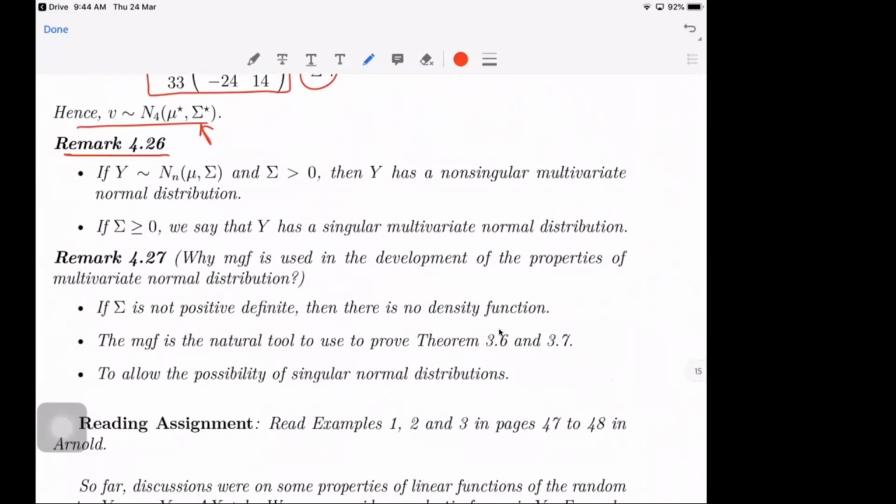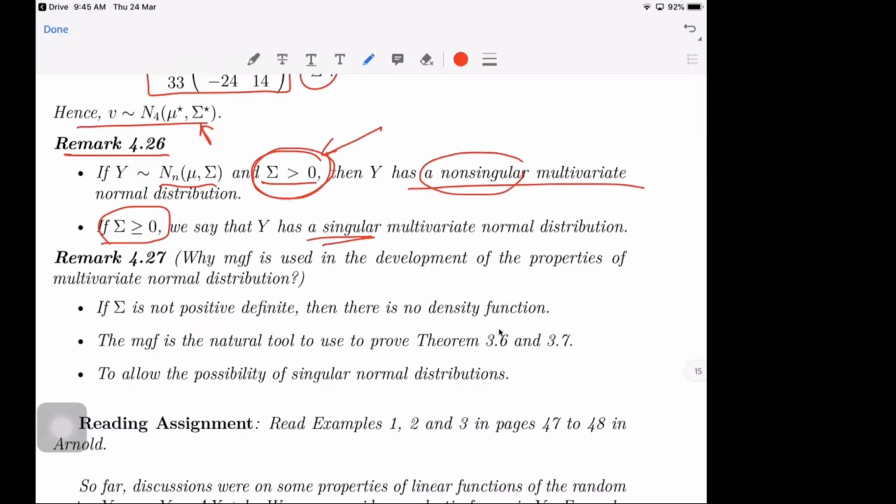Okay, so some remarks. If y is normally distributed with these parameters and your covariance matrix is positive definite, then y will have a non-singular multivariate distribution. So when the covariance matrix is positive definite, it is non-singular. Otherwise, it will be a singular multivariate normal distribution.